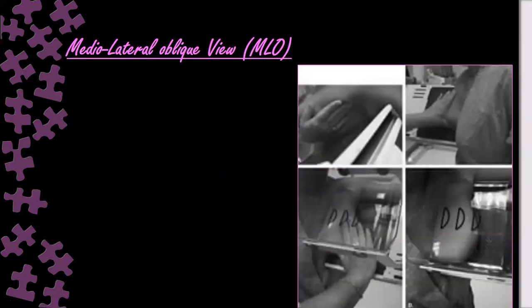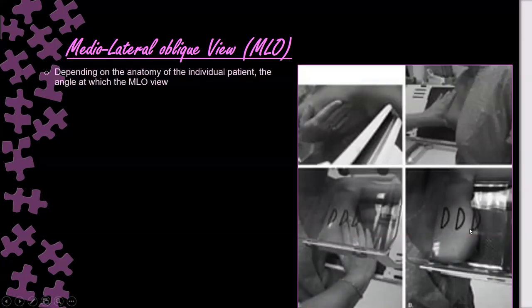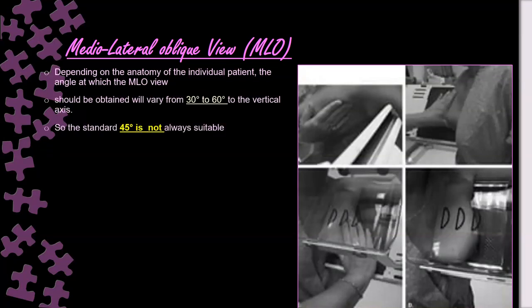And can you see it here? Again, the same. And the direction of the X-ray, coming from where? It is mediolateral. The detector will be on the lateral aspect in oblique directions, and the radiation coming from the medial aspect.